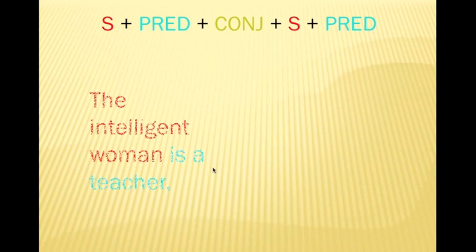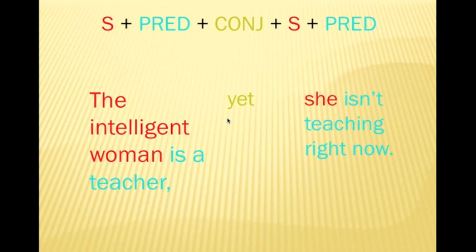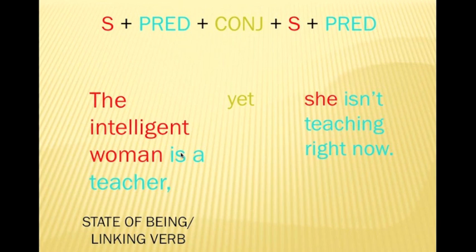Let's change it up a little bit. Now I've made the subject a little bit longer. The intelligent woman is my subject, and then I've added is a teacher, comma, yet she isn't teaching right now. And so, of course, there's the predicate idea for the second part of the sentence. So in this case, in the first part, the first complete clause is a state of being or linking verb situation. I have the word is, and the word teacher is modifying the word woman. But in the second part, I have just another intransitive action verb.